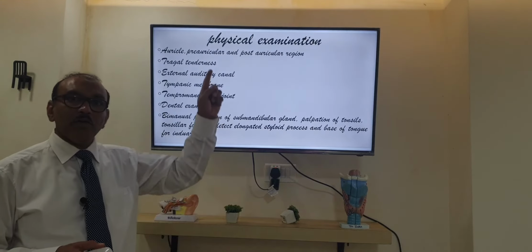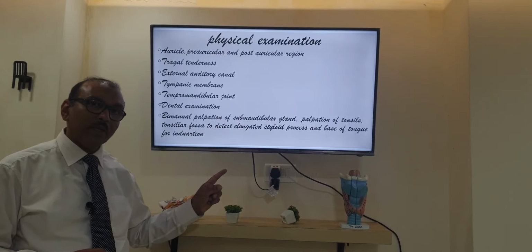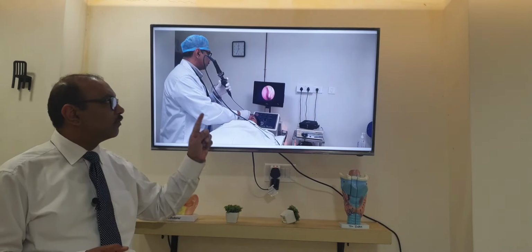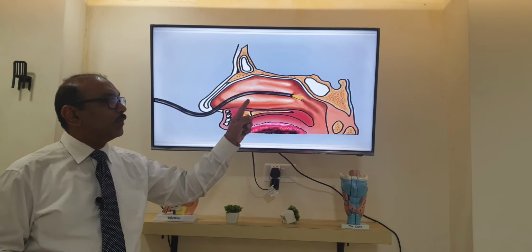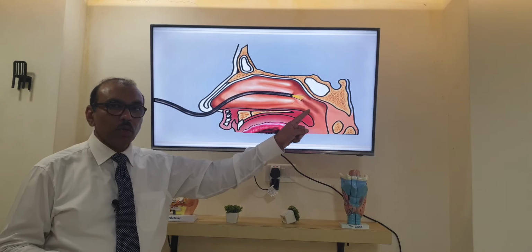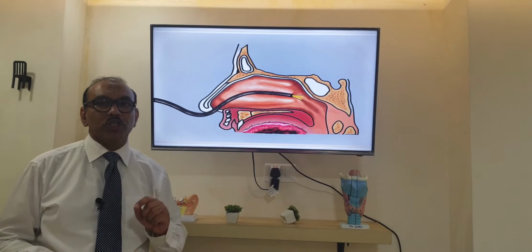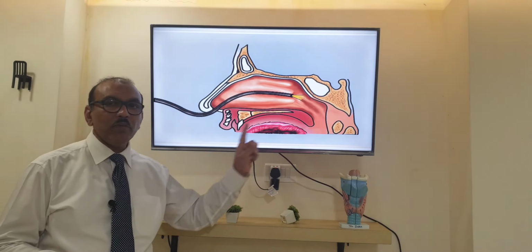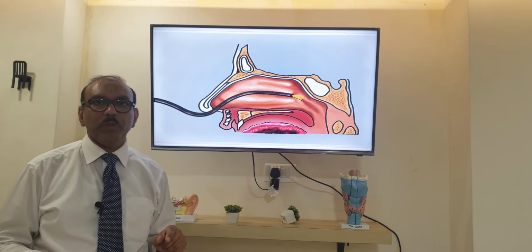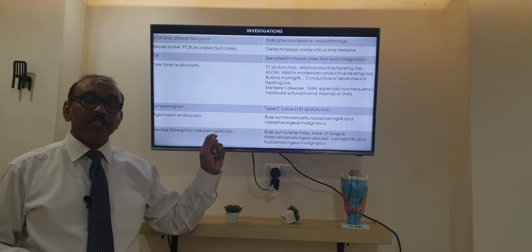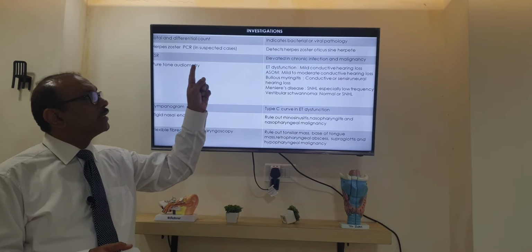So, examination. Just like I have mentioned, we have to examine the whole area, and to help us we have flexible endoscopy by which we can examine the nasal cavity, behind the nose, behind the throat, up to the vocal cords, up to the voice box. The tongue part can be examined directly, and the base of the tongue with the help of the flexible scope.